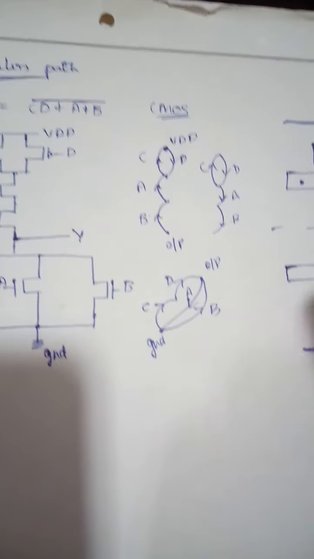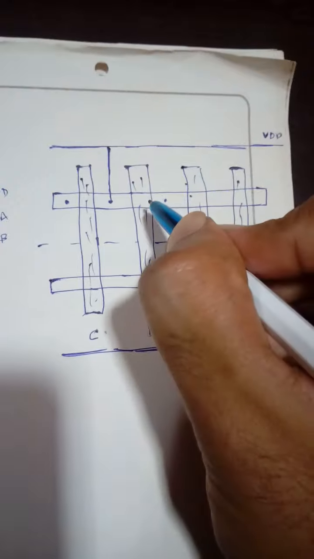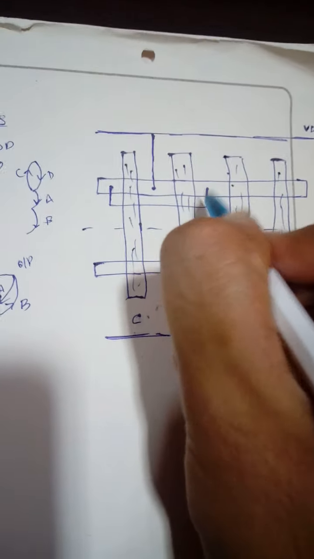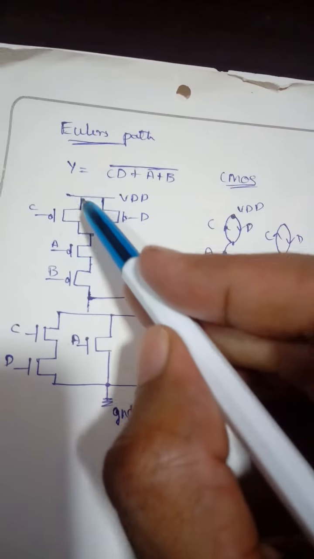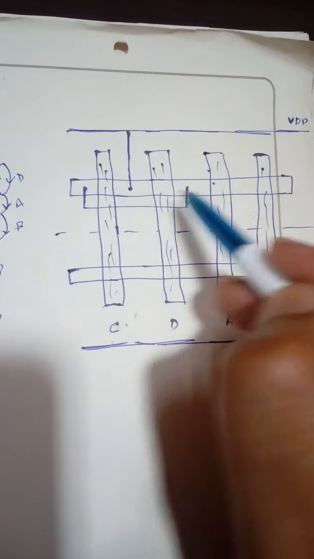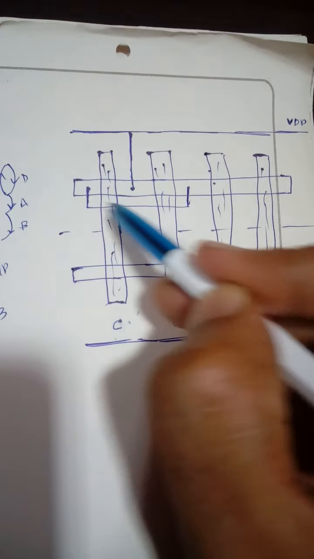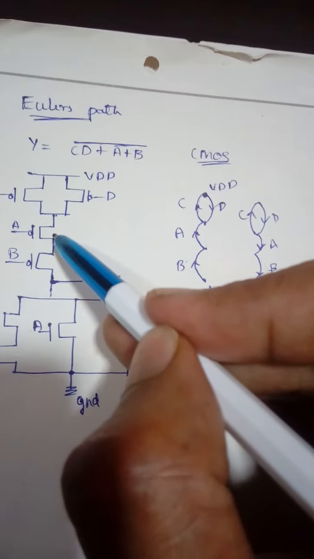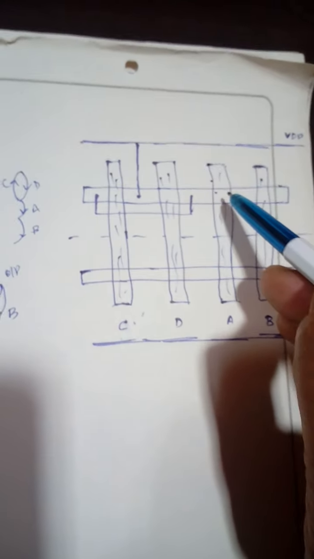So other end of C and other end of D make a metal connection, right? So one end of C and D is connected to VDD. So other end of C and other end of D should be connected using a metal line, right? That should be connected to A, right? That is connected to A here.